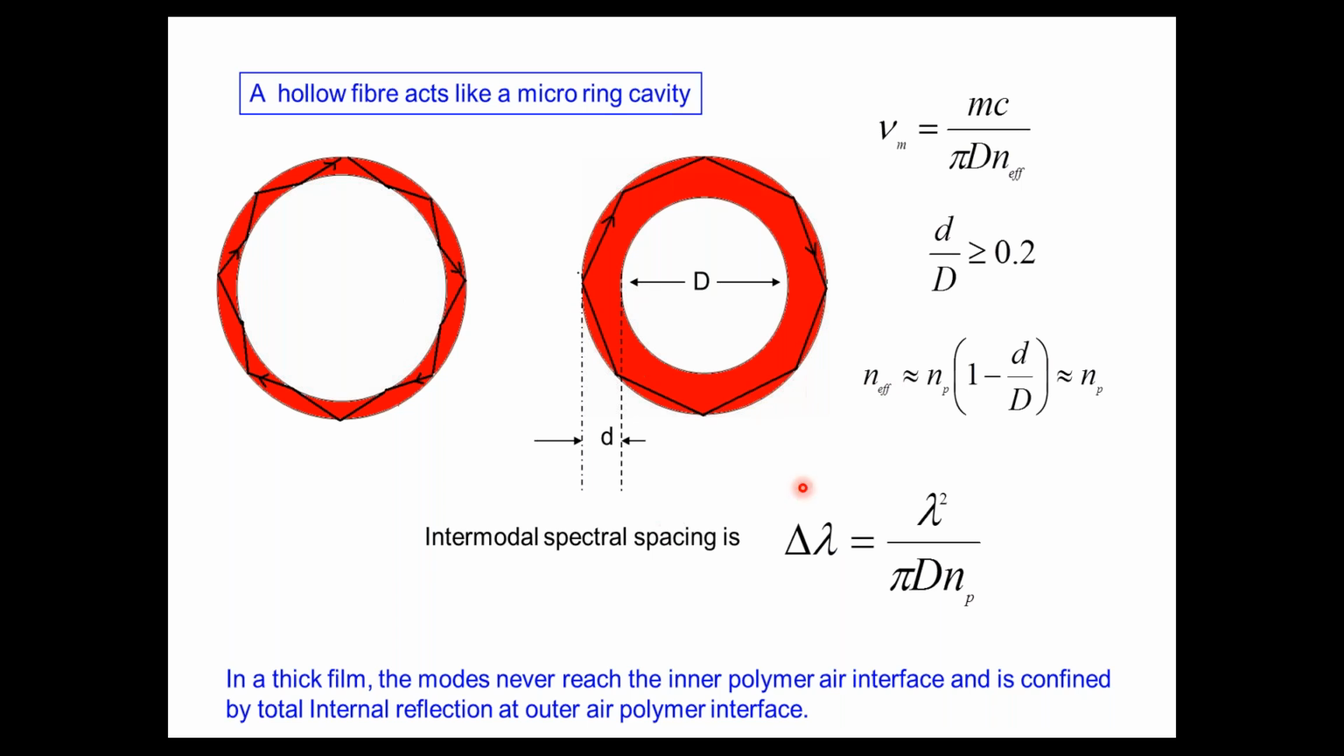And for the frequency selection, you have different frequencies selected, and you have separation between them. This delta lambda, the separation between any two selected lambdas, is simply given by lambda square divided by pi d n_p, where n_p is the refractive index of the polymer, and d is the diameter of the structure. This is a cross section. You have to remember that.